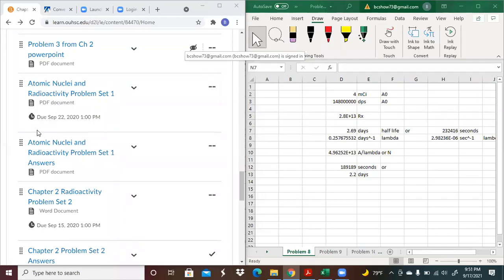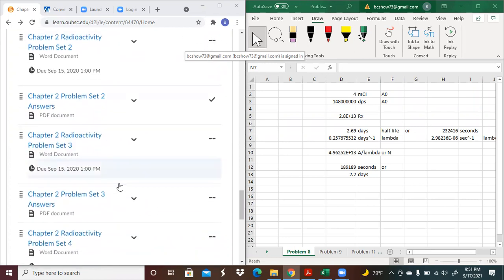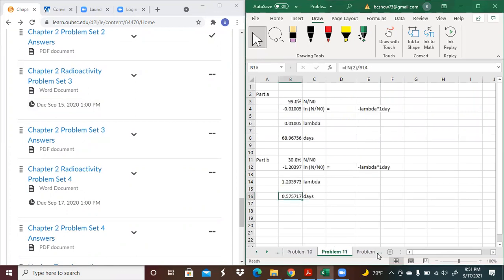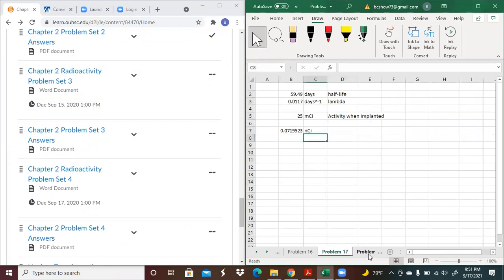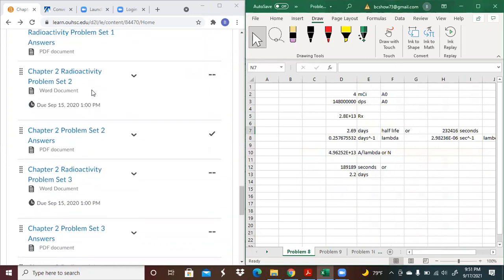This is going to be problems 8 through 18 on the atomic nuclei and radioactive problem set 1. I'm also going to include number 5 here from, I believe it's problem set 3. Let me scroll through here and just make sure that that is the case. Yes, problem set 3. Okay, so now let's get to business. Go here and start working through this.